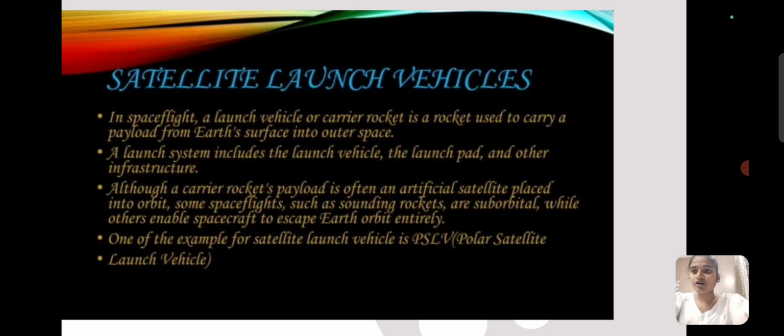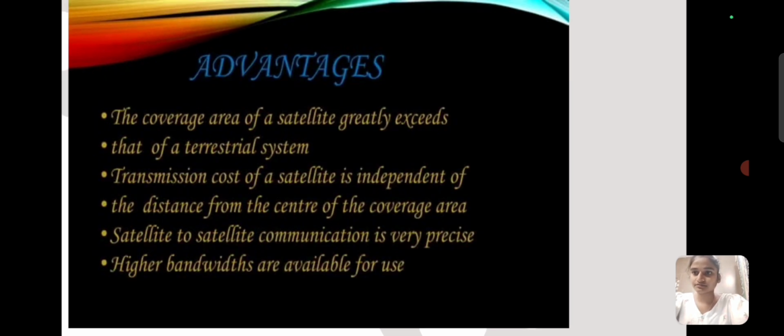Now, satellite launch vehicles. In spaceflight, a launch vehicle or a carrier rocket is a rocket used to carry a payload from Earth's surface into outer space. A launch system includes the launch vehicle, the launch pad, and other infrastructure. One example of a satellite launch vehicle is PSLV, Polar Satellite Launch Vehicle.